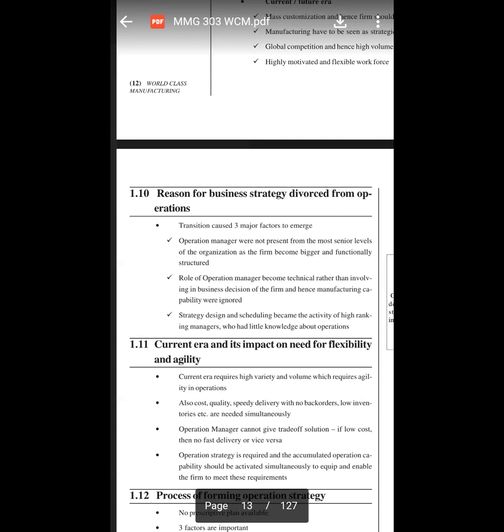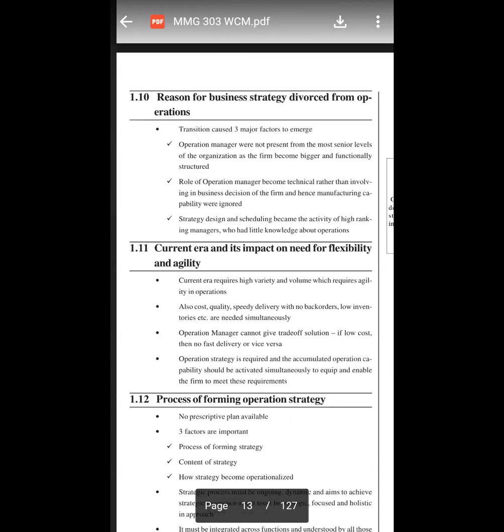See, business decisions cannot be made by the operation management. Okay, the business decisions are taken by the administration staff, or we can say the top-level business managers, right? Now strategy, design, and scheduling became the activity of high-ranking managers who had little knowledge about operations.